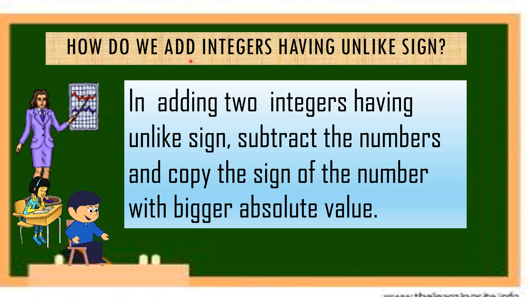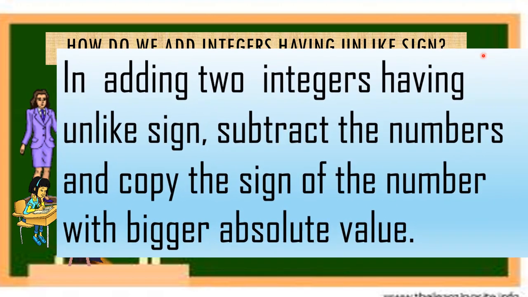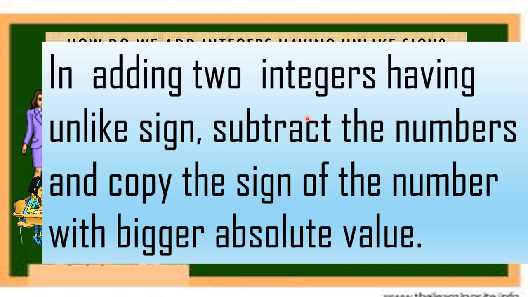So how do we add integers having unlike sign? In adding two integers having unlike sign, subtract the numbers and copy the sign of the number with bigger absolute value.